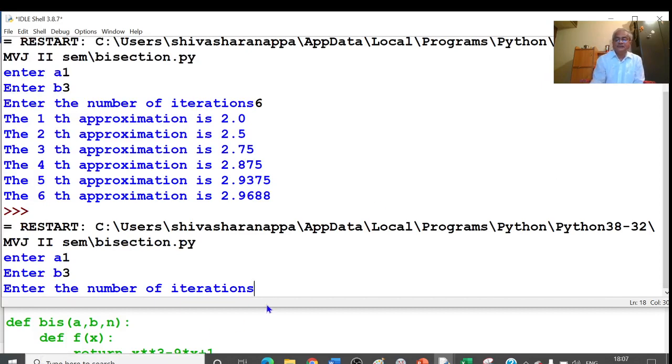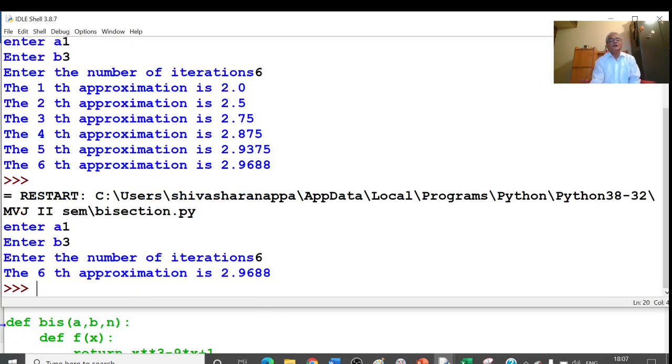Enter the number of iterations. So I will give 6 here. Then it will give only the last approximated value. Every time it is calculating, but it is not printing every time because I have written the print statement outside the for loop. Okay.